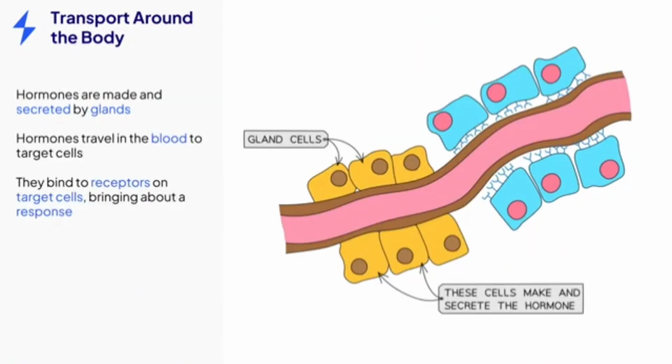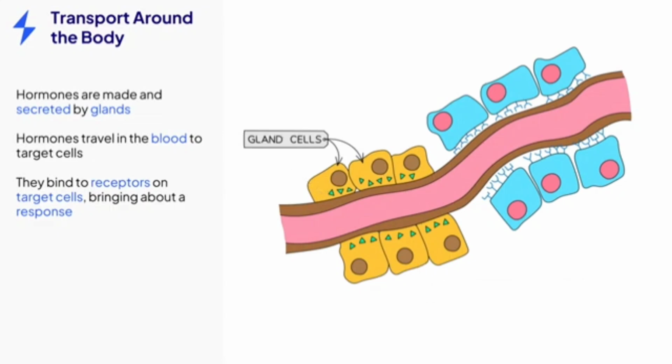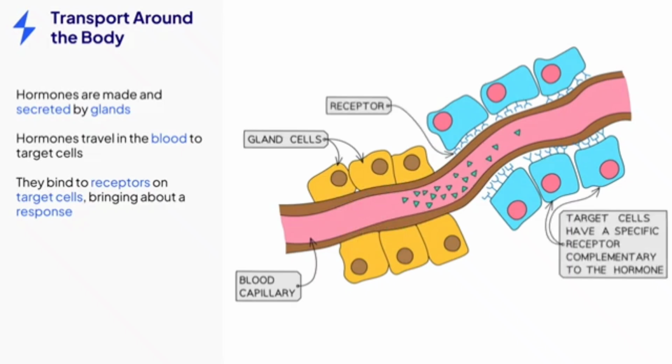The hormones are synthesized in the cells of the gland. On this diagram, the gland is represented by the yellow cells and the hormone, the green triangles. Once the hormones have been synthesized, they are secreted into the blood and travel through the circulatory system until they reach their target cells. The target cells have protein receptors on the outside that can bind to the hormone in a similar way to how enzymes and substrates bind in the lock and key model. When the hormone binds to the receptor on the target cell, it triggers chemical reactions in the target cells that brings about the required response.